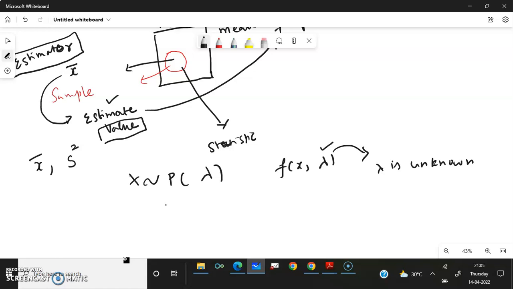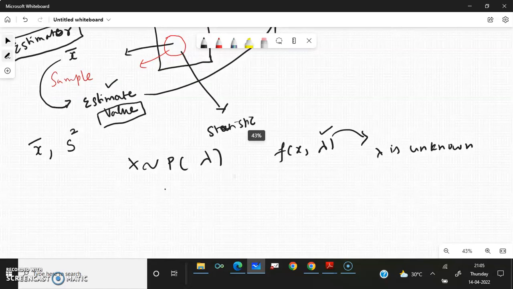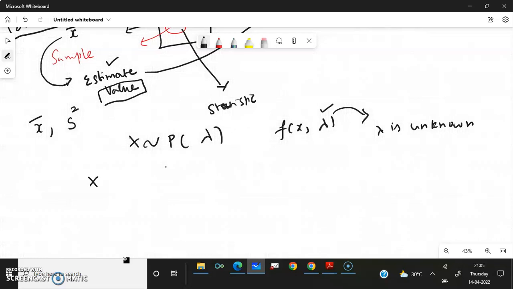So we draw some sample from the population. Let it be x1, x2 and so on to xn. These are the samples. The size of this sample is n. This is taken from the Poisson population, which we are trying to estimate. So from the Poisson population we are taking the sample of size n, and by this way we want to estimate lambda. That is what our aim is, right?